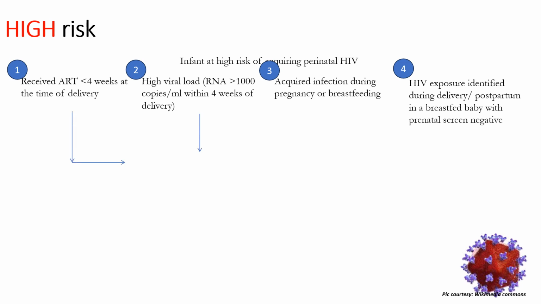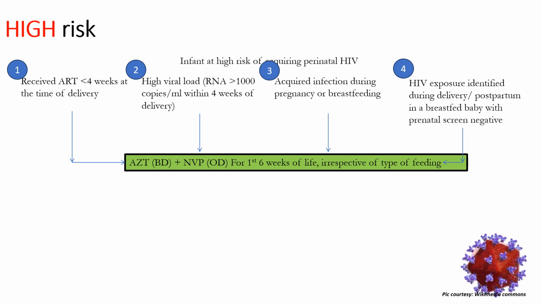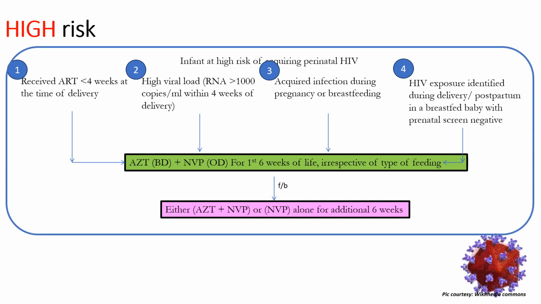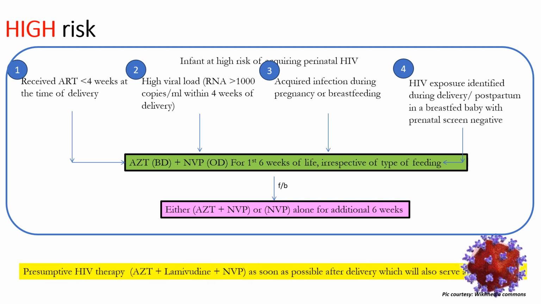In all these 4 cases, what needs to be done at the time of birth is that we must start 12-hourly zidovudine therapy along with 24-hourly nevirapine therapy, given for the first 6 weeks of life irrespective of the type of feeding. This is followed by either zidovudine and nevirapine together or nevirapine alone for an additional 6 weeks. So a total of 6 plus 6, that is 12 weeks of therapy, is recommended for infants at higher risk of acquiring perinatal HIV. And this is the final flowchart in these infants.